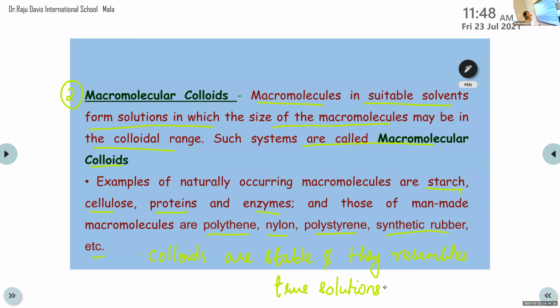And there is one more category in this one, associated colloids, that we can discuss in the next class. Okay. So depending upon the type of particles of dispersed phase, there are three types of colloids. First one is multimolecular colloids, second one is macromolecular colloids, and the third one is known as associated colloids. We can discuss associated colloids in the next class.